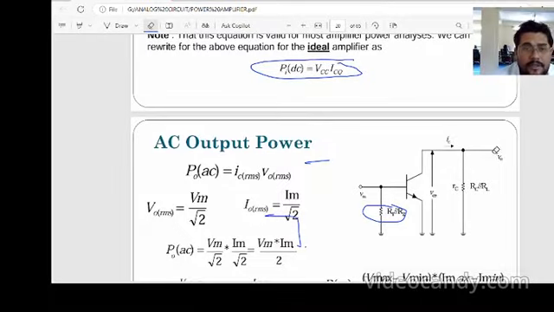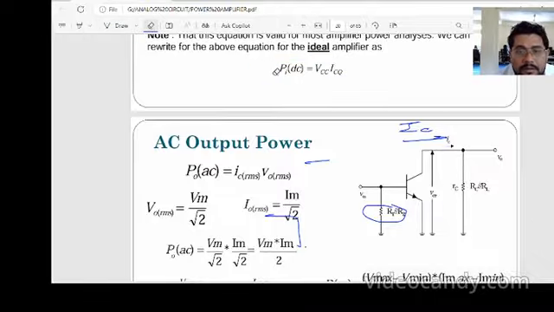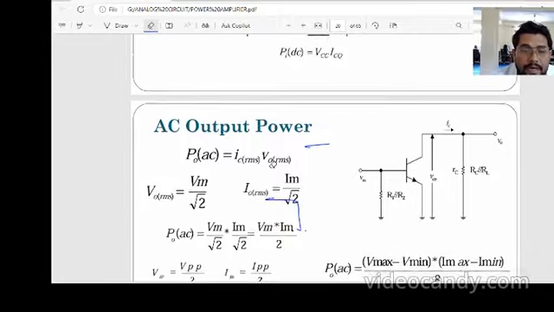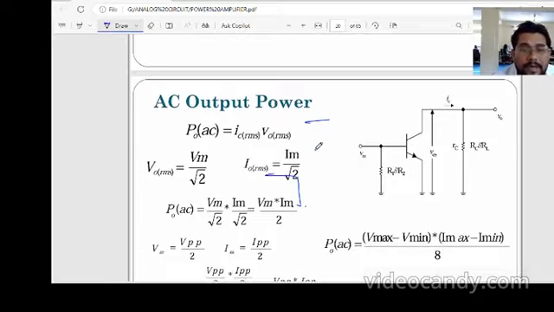This is the AC circuit. This is the RMS value, this is IC going to here, and this is VCC, and this is the RMS value. So how do we calculate the RMS value of current and voltage for the AC signal?